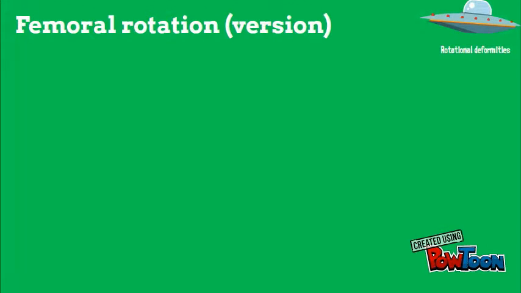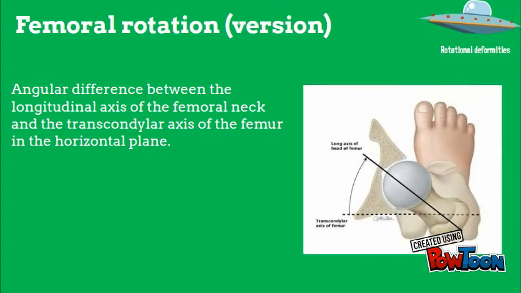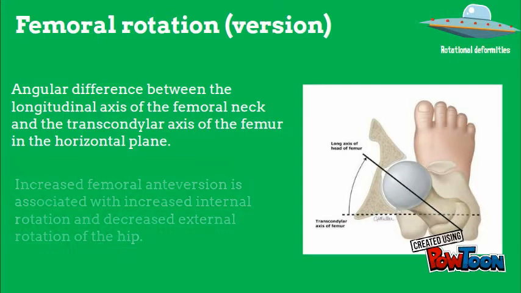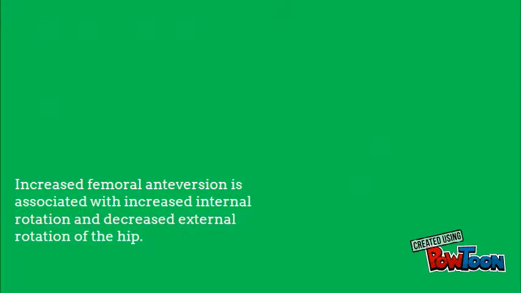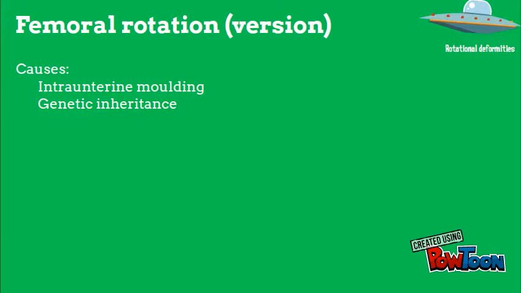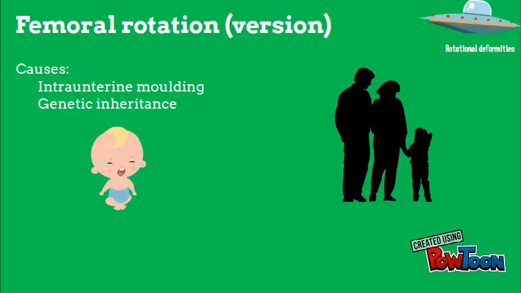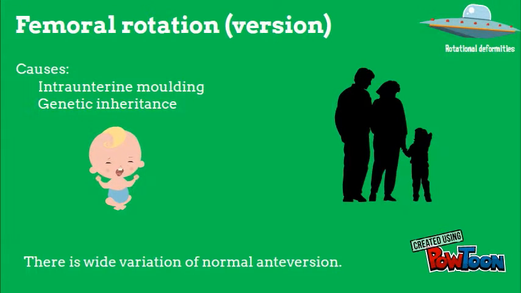Femoral version. Femoral version is the angular difference between the longitudinal axis of the femoral neck and the transcondylar axis of the femur in the horizontal plane. Increased femoral anteversion is associated with increased internal rotation and decreased external rotation of the hip. Increased femoral anteversion is the result of intrauterine molding and genetic inheritance. There is a wide variation of normal.